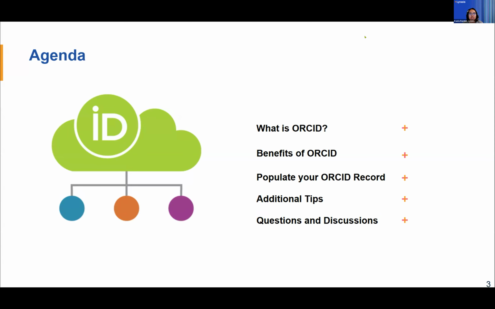I'm going to go over our agenda today. So we'll talk about what is ORCID. We'll introduce you to the ORCID ID and the ORCID record. Then we'll briefly talk about the benefits of ORCID for individuals. And then we'll go into how you can populate your ORCID record from your affiliations to your works, and the best ways to get the most use out of your ORCID record, followed by some additional tips and tricks. And then at the end, we will have time for questions and discussions, Q&A.